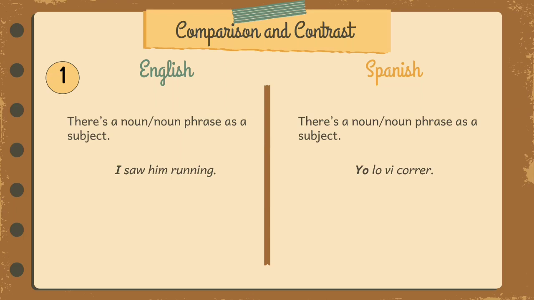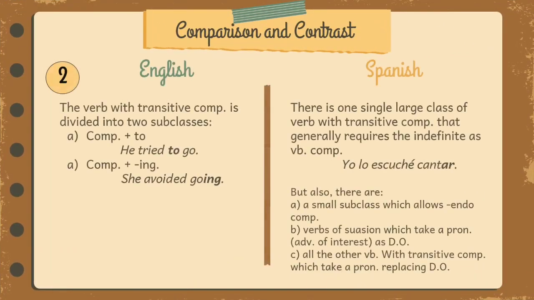Number 2. In English, the verbal transitive complement is divided into 2 subclasses, complement plus to, as in he tried to go, and complement plus ing, as in she avoided going. Whereas in Spanish, there is one single large class of verbs with transitive complement that generally requires the infinitive as verb complement, such as in yo lo escuché cantar.